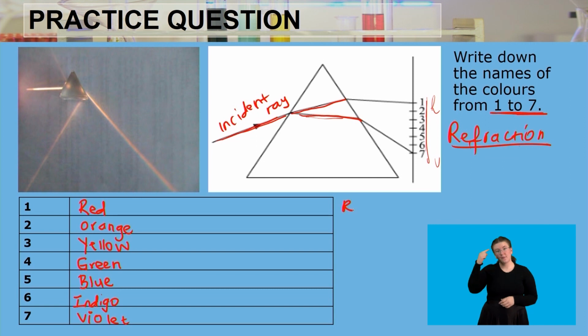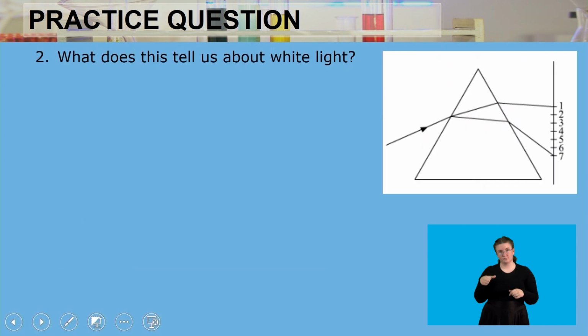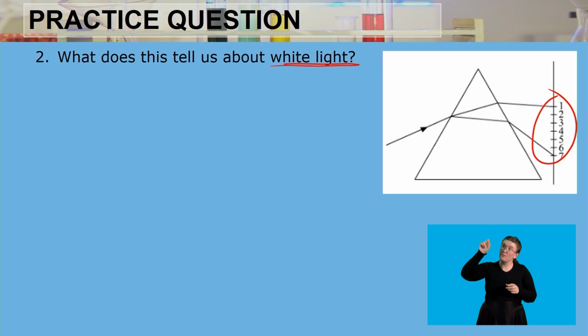Remember, you always need to think of this when you're talking about the 7 different colors of the spectrum, the visible light. They are arranged in terms of increasing frequency. So next question, it is asking us, what does this tell us about the white light? So if that white light splits into 7 different colors, that tells us now that the white light is the combination of all these different colors.